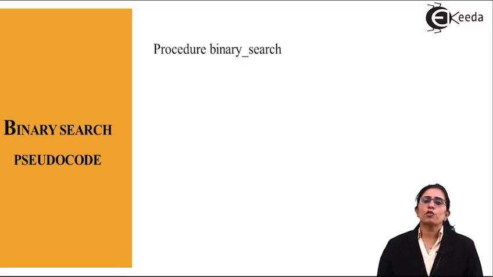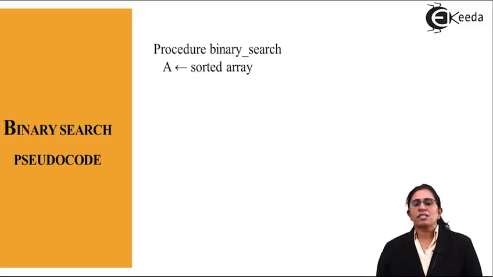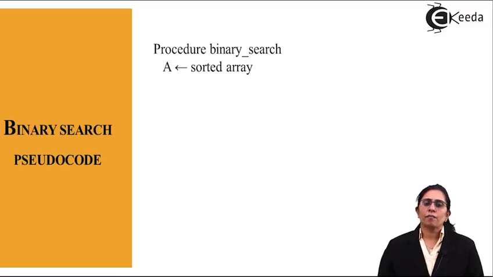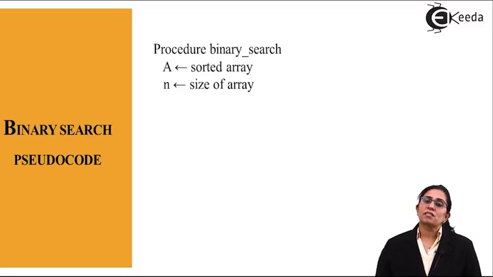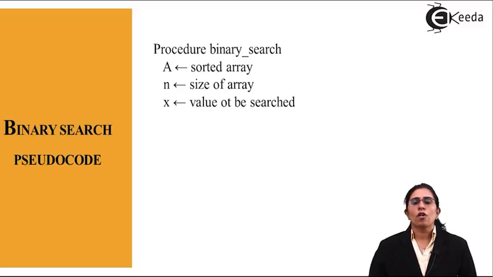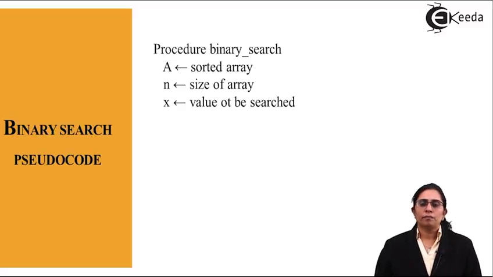Now, this is a procedure which is named binary search. It says A is a sorted array, N is the size of my array, and X is the value to be searched. So, the basic three requirements are: once I have an input array, I am presuming that the array we have entered is sorted. So we say the input is a sorted array list, N is the size, and X is the value to be searched.